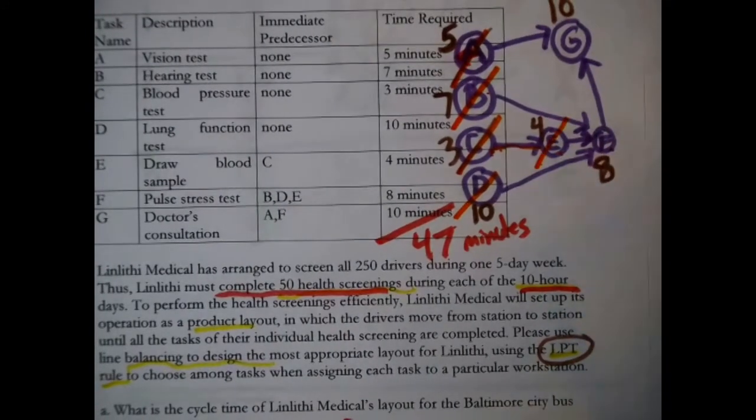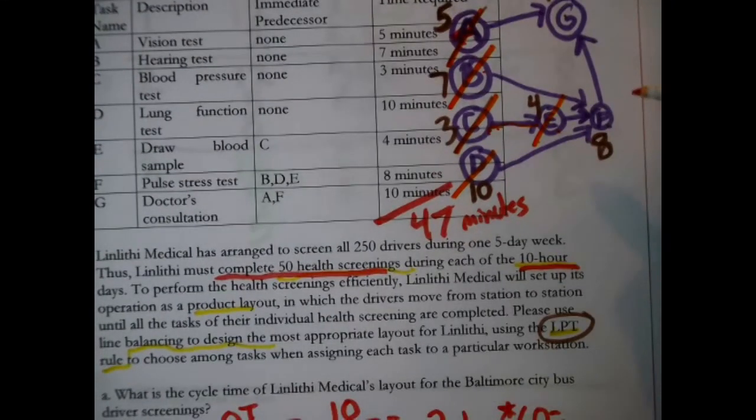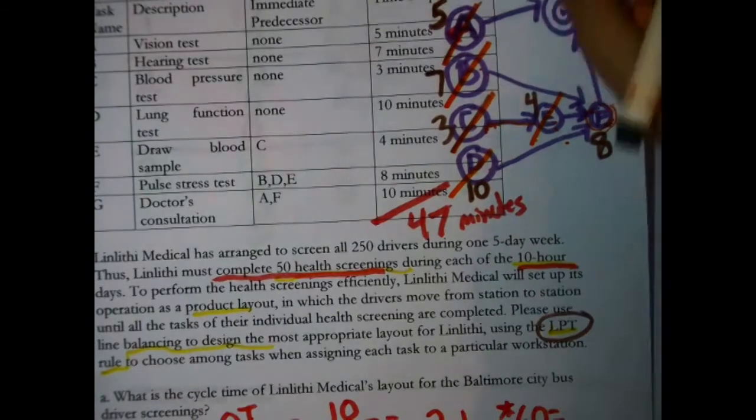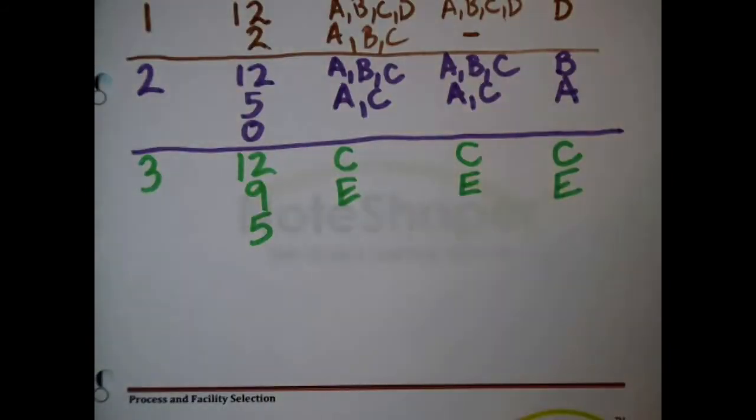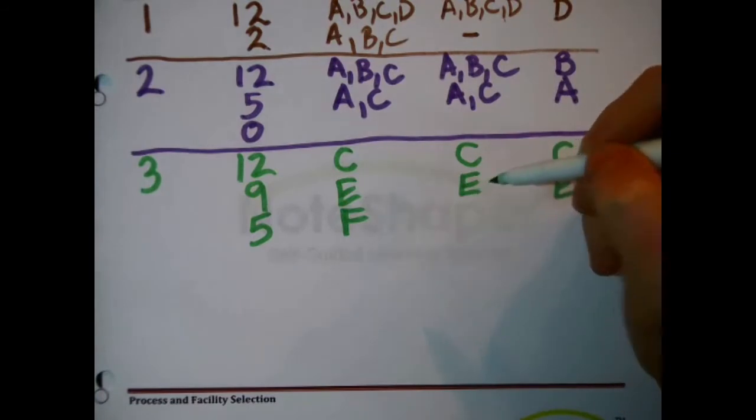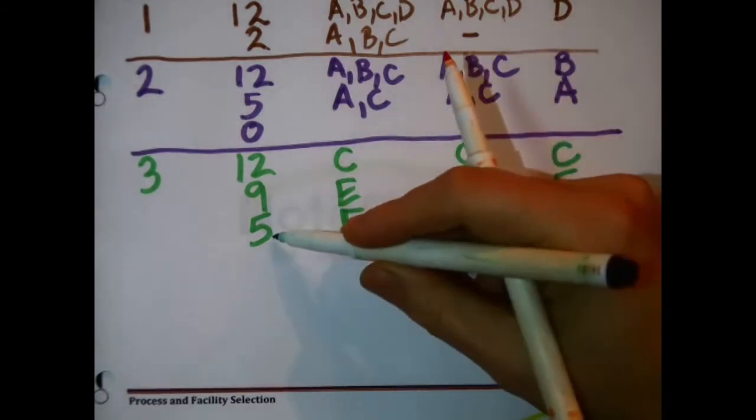E's done. Who is eligible now? Actually, at this point, F becomes eligible because by now we've done B, we've done E, and we've done D. And that was the problem with F, the pulse stress test. All three of those things needed to be assigned first. But now for the first time they are. So F is eligible. That's good news. But we check the data and it says 8 minutes. F is 8 minutes long. It's not going to fit.